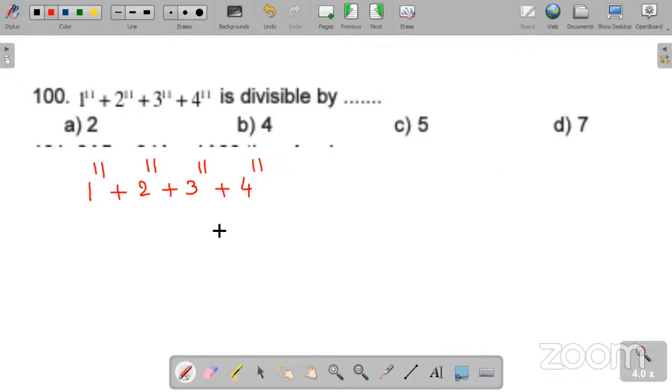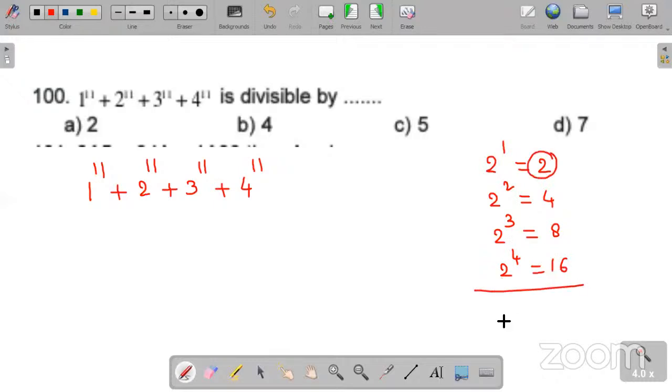Am I correct? It's an odd number. So 1 to the power of 11 is 1 only. 1 only you will be getting. See, my dear students, one thing to remember: 2 power 1 is 2, 2 square is 4, 2 cube is 8, 2 power 4 is 16. Again, if 5 comes, 2 power 5 is 32.